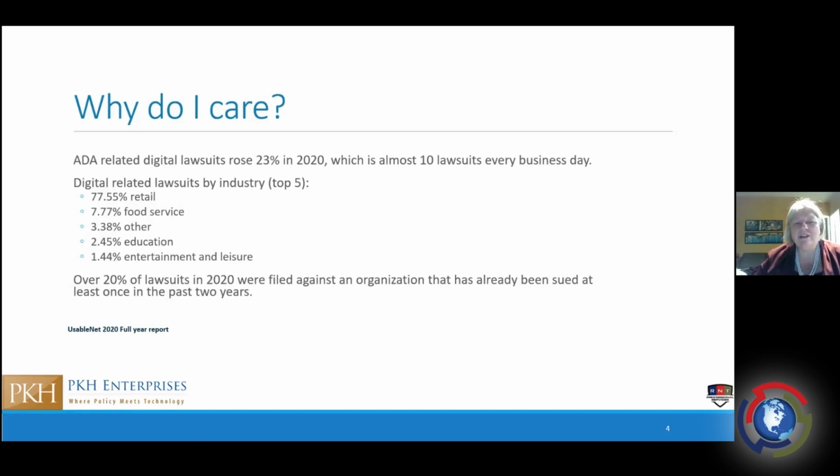I will say one of the things, and I'll talk about this a little later, is that over 20% of the lawsuits in 2020 were filed against an organization that had already been sued at least once in the past 2 years. So one of the things that is happening is people are finding easy targets. I hate to say that they're frivolous, but they are lawyer-recommended suits. They are suits that are not necessarily coming from a disabled person who's really having difficulty getting access, but from a lawyer saying, oh, look, I can find all the websites that don't meet these requirements, because there are requirements and there are penalties that they can then settle under and still make some money.